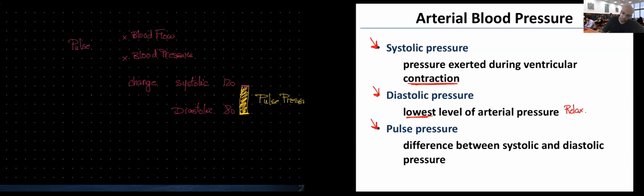So if I told you a person has atherosclerosis in his large arteries, so he has a high systolic blood pressure. Let's say he has a systolic pressure of 160 millimeter mercury, and he almost has a normal diastolic pressure, which is 80 millimeter mercury. What's going to be the state of his pulse? Will it be stronger than normal or weaker than normal? What do you think?